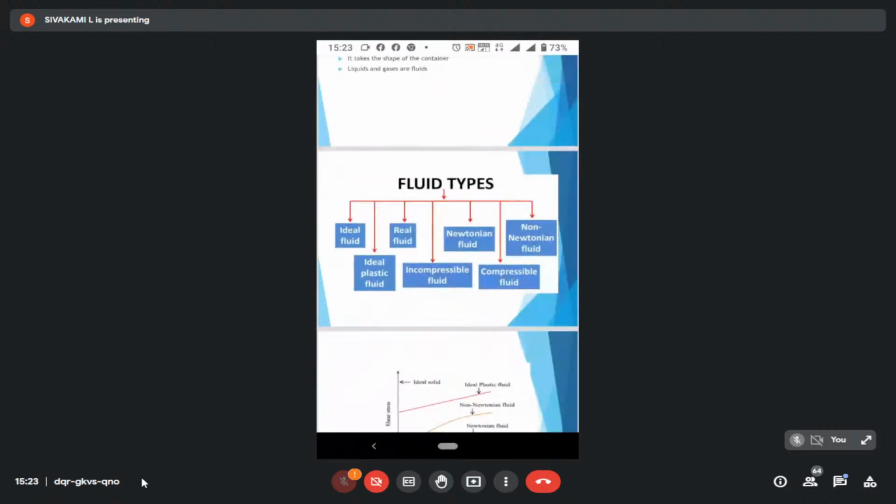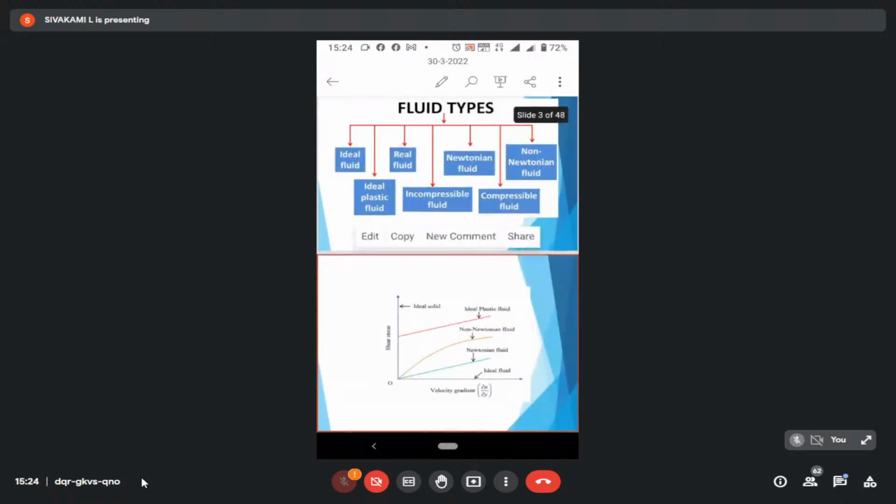Now we will go to the different types of fluids. There are so many fluids in the field of fluid dynamics: ideal fluid, real fluid, Newtonian fluid, non-Newtonian fluid, ideal plastic fluid, and incompressible or compressible fluid. The first one is the ideal fluid. Actually, there is no ideal fluid. It is an imaginary fluid, which is incompressible in nature and has no viscosity. Because all the fluids in nature have some viscosity, without viscosity there is no fluid in the world. So the ideal fluid is an imaginary fluid.